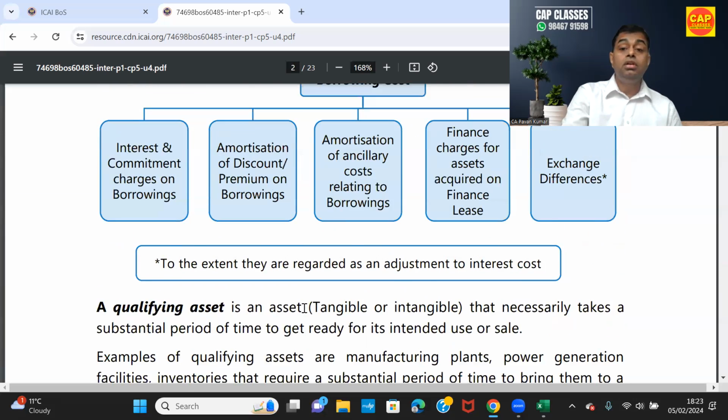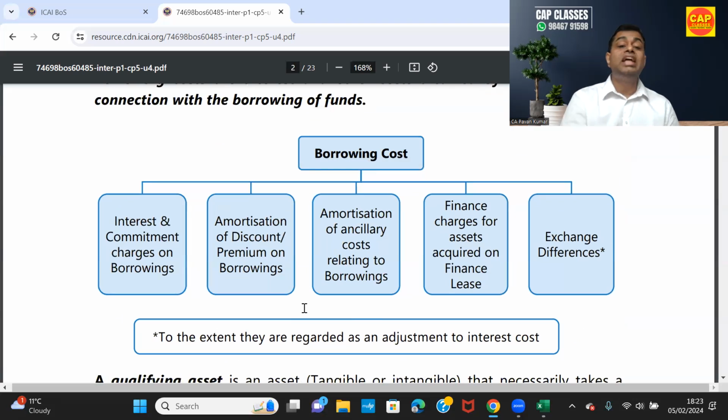Next, what is borrowing cost? In borrowing cost, there are 5 elements. First one is interest. Interest and commitment charges on borrowings.